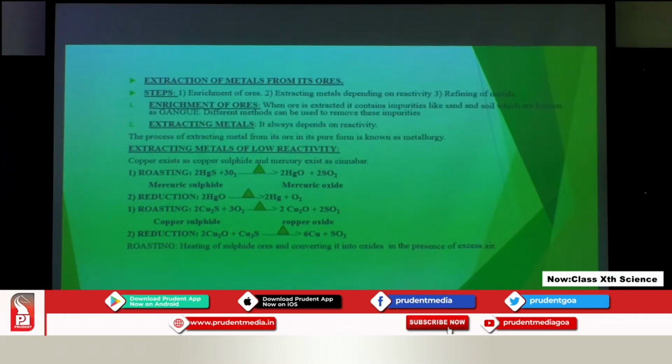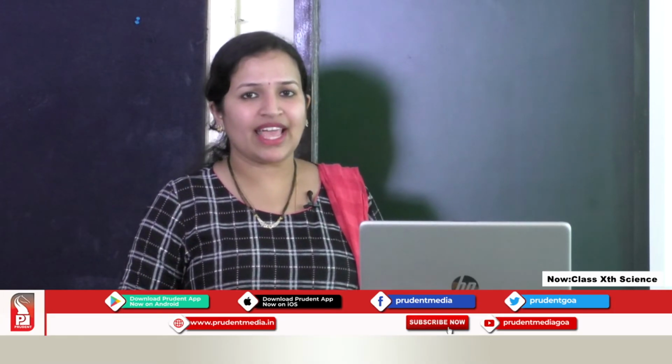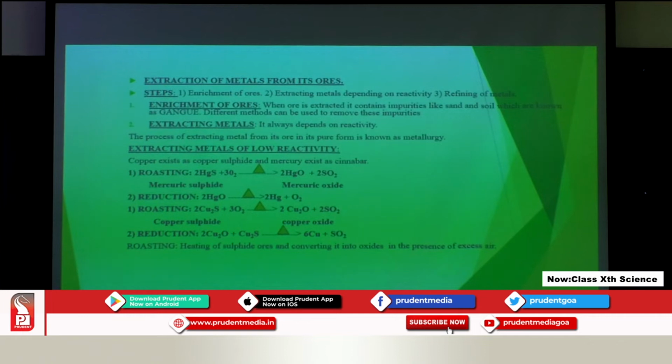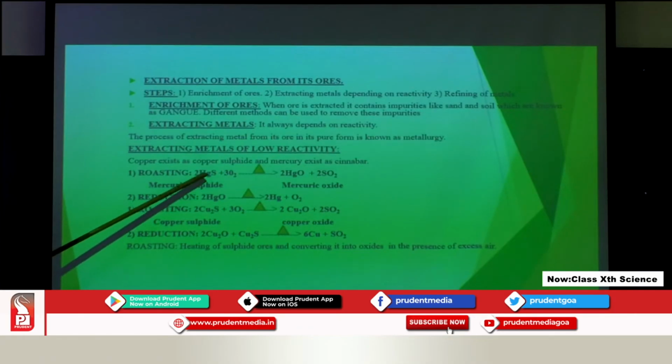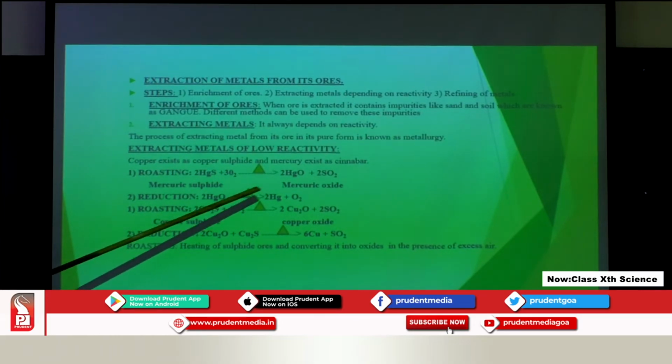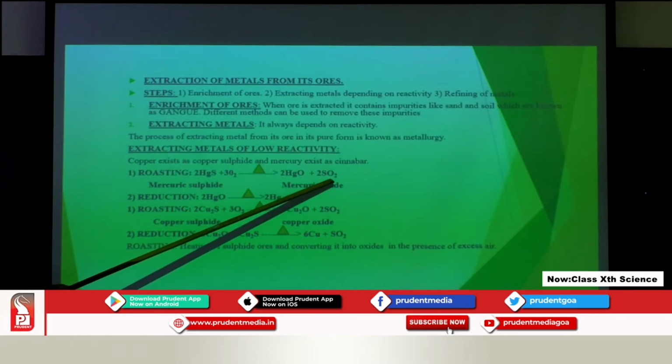Roasting is what now? Roasting is nothing but heating of sulphide ore and converting it into oxide in the presence of excess air. Air means oxygen. So here the sulphide ore is heated, extra oxygen is supplied to it, and we get the formation of an oxide. Let us begin with the roasting of mercury ore, that is mercuric sulphide. The name of the ore is cinnabar. When it is heated, here the triangle means heating process is going on, in excess of oxygen, it is converted to mercuric oxide, and sulfur dioxide, SO2 gas, is released in the process.